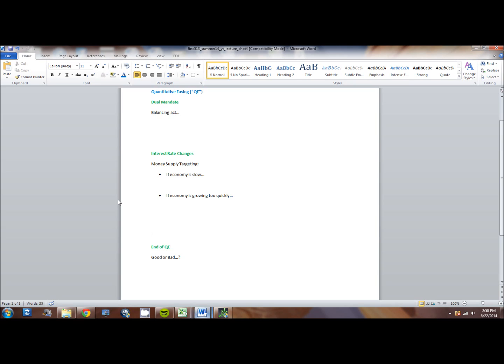So the question is this. The end of QE, is that going to be good or bad for the economy? Well, I'm going to give you guys a couple of things to think about. Here's at least one reason why it's very good. The only reason why the Fed would stop QE is because they see a healthy economy. They see a growing economy. That's the only reason why they would stop QE, right?